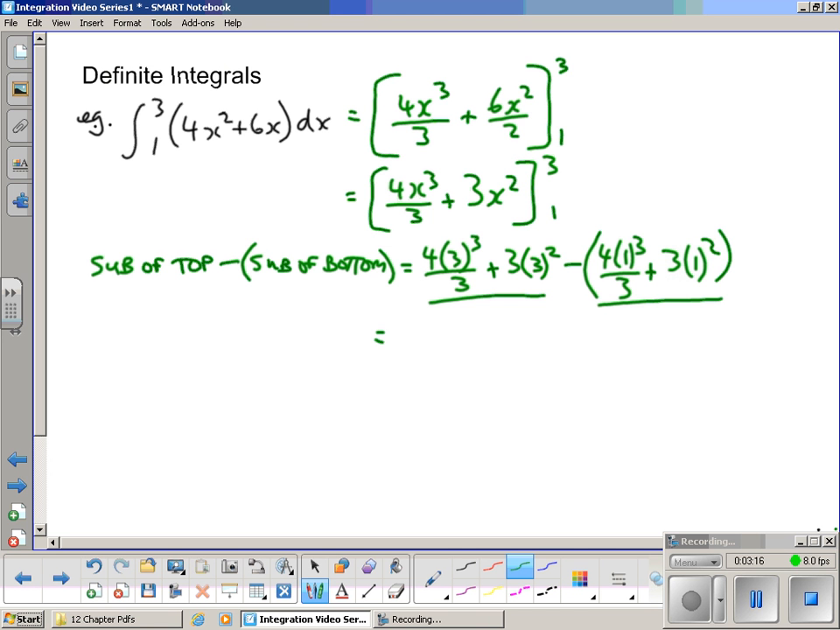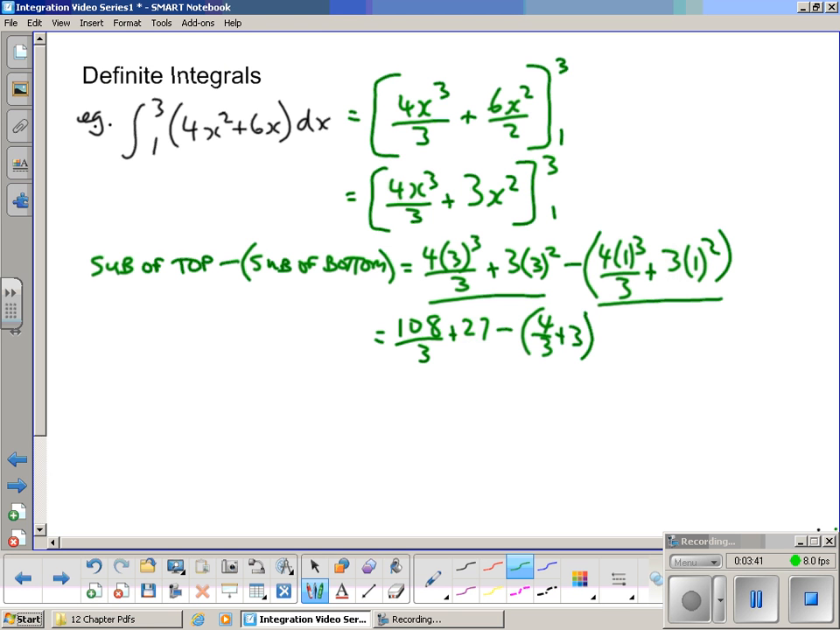Okay, 3 cubed is 27, so 4 lots of 27 is 108 over 3. 3 squared is 9, so we've got plus 27 there. Now minus, let's keep our bracket for now. 1 cubed is 1, so we've got 4 over 3 for that first bit. 1 squared is just 1, so we've got plus 3 there.